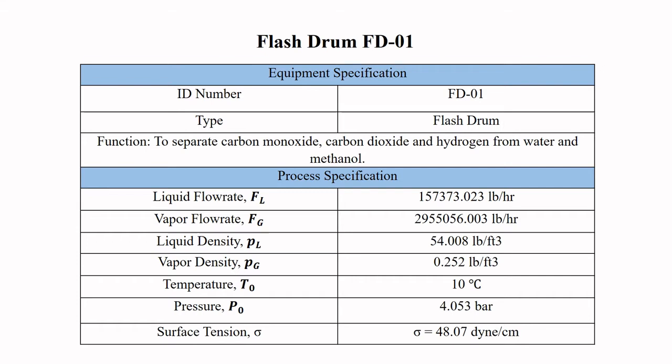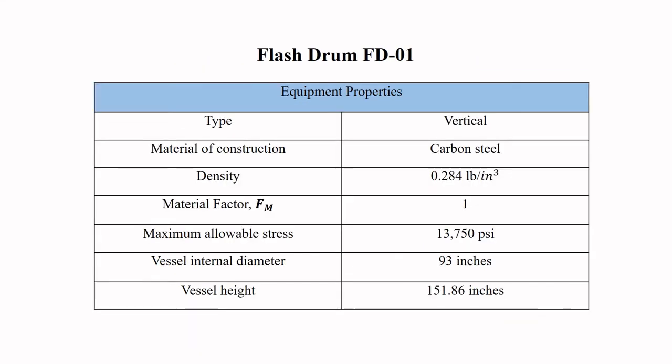So the next equipment is about flash drum FD01. The function of it is to separate carbon monoxide, carbon dioxide and hydrogen from water and methanol. The process specifications are as listed in the table. Same goes to flash drum. The material that we use is carbon steel and the type of the equipment is vertical. The other properties of equipment are as listed in the table.